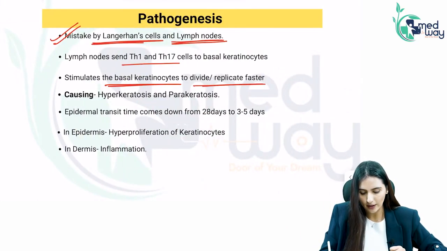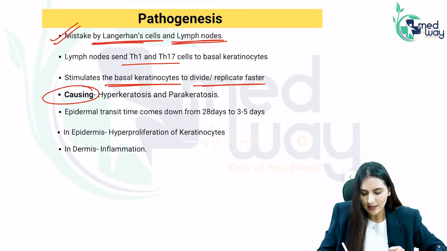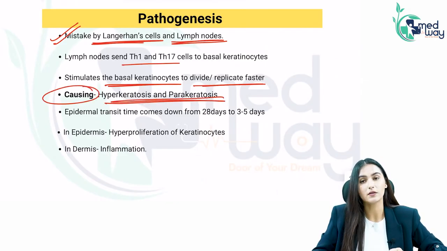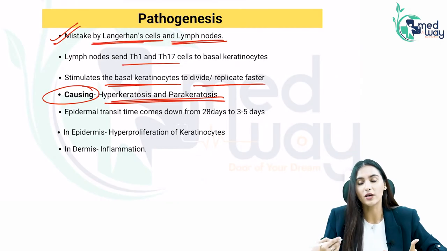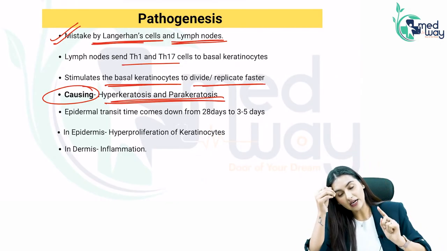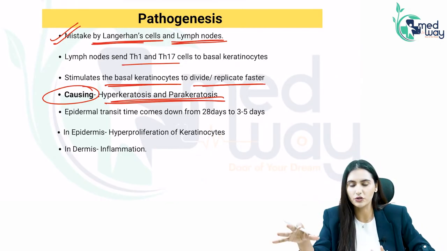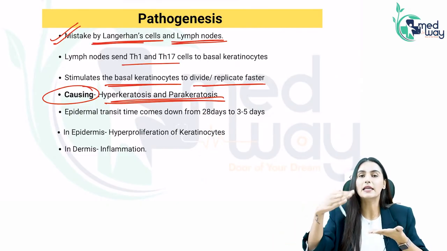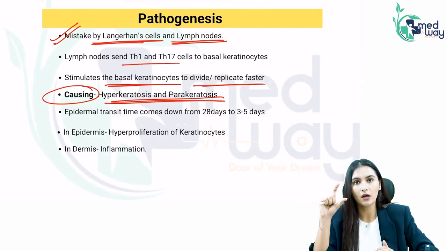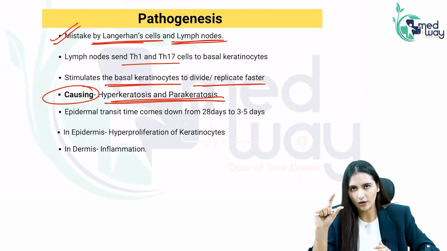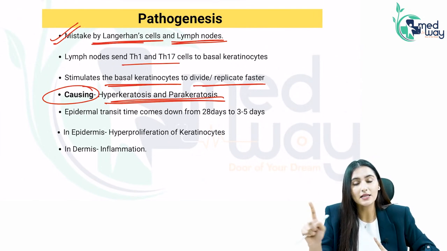faster. All of this will cause hyperkeratosis and parakeratosis. What is hyperkeratosis? What is parakeratosis? We have already discussed this in dermatopathology. Hyperkeratosis is an increase in the number of cells in the stratum corneum. Basically, in the stratum corneum, you have a lot of cells. What is parakeratosis? These cells are now nucleated. Usually stratum corneum cells are enucleated. In parakeratosis, these cells have retained nuclei as well.